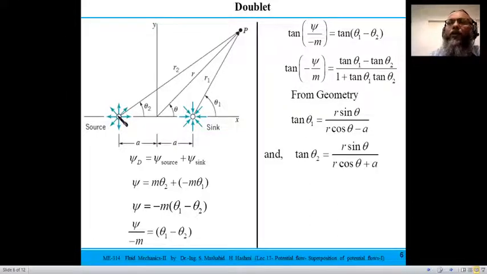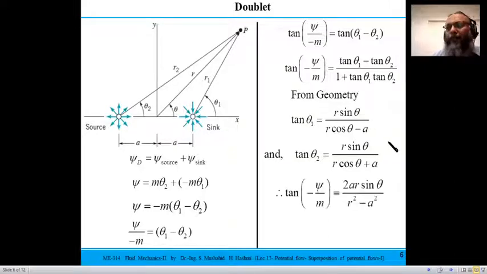Similarly, we can work out the expression for tangent of theta 2. The vertical distance is the same, r sin theta, but the horizontal distance from this point to this point would be r cos theta, the whole distance, plus a. So that would be the expression for tangent of theta 2. Now we have expressions for tangent of theta 1 and tangent of theta 2. I can substitute them back here to get my expression for tangent of minus psi over m. Just substitute tangent of theta 1 and theta 2 in this equation and simplify, so you end up with this expression.